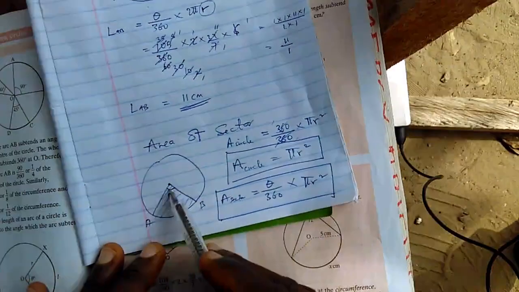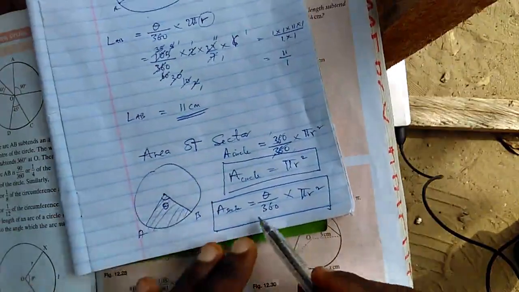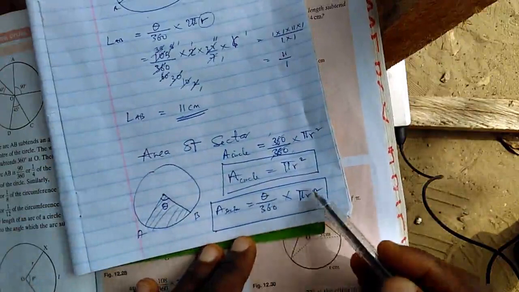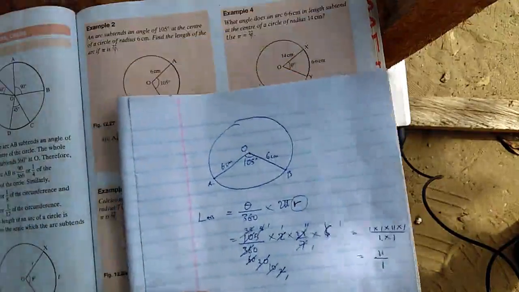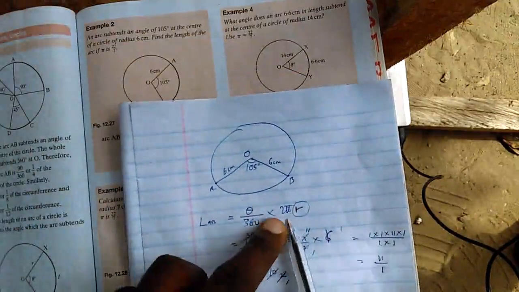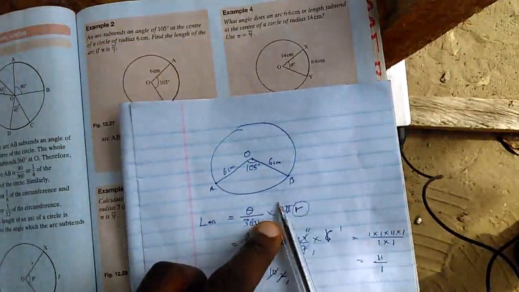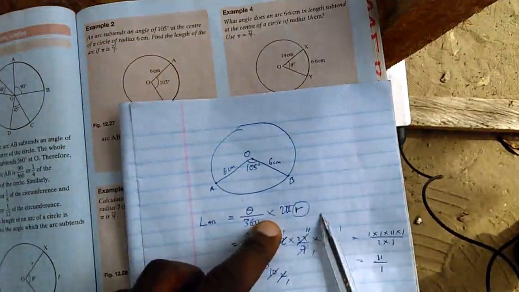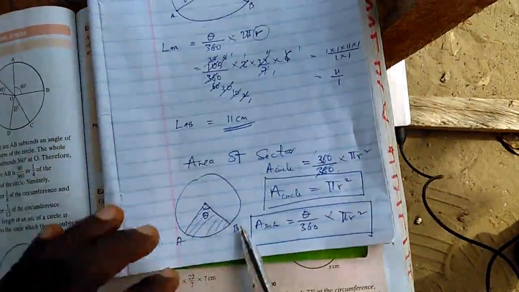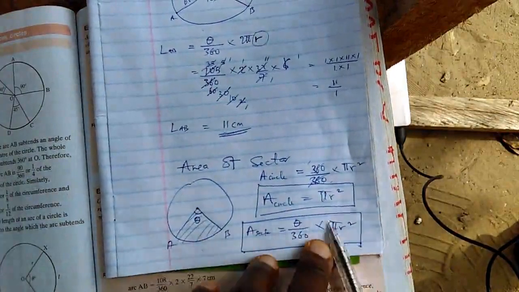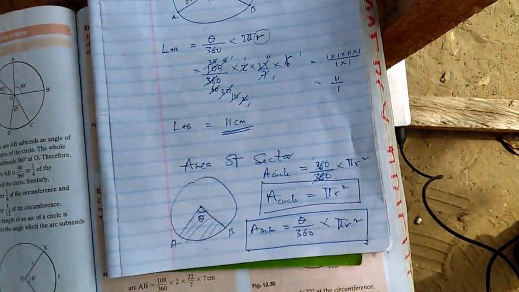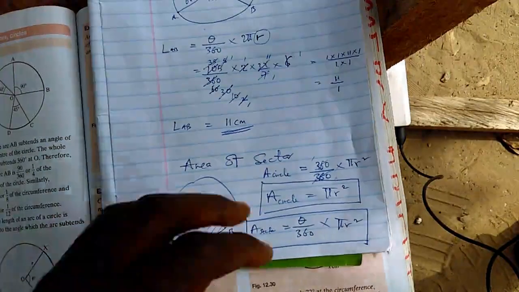Since a sector is a fractional part, the area also will be a fractional part times the whole. When you talk about length of arc, you use a fractional part times the full circumference. But area of a sector is still a fractional part times the area of the full circle. Don't forget. Now let's have an example.